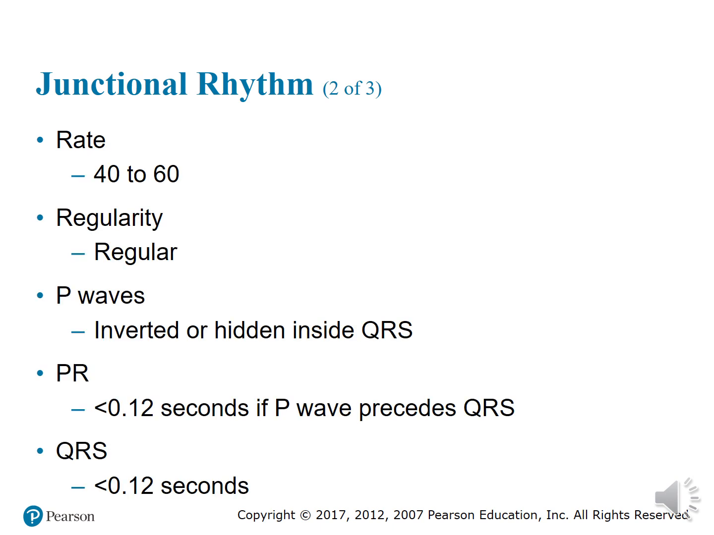Junctional rhythms have criteria or characteristics. Its rate is anywhere from 40 to 60 beats per minute. Its regularity is regular. P waves can be inverted or hidden inside the QRS. Your PR interval, if there is a P that precedes a QRS, will be less than or equal to 0.12 seconds. Your QRS will be less than or equal to 0.12 seconds.